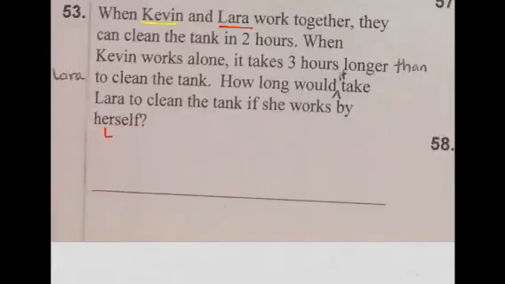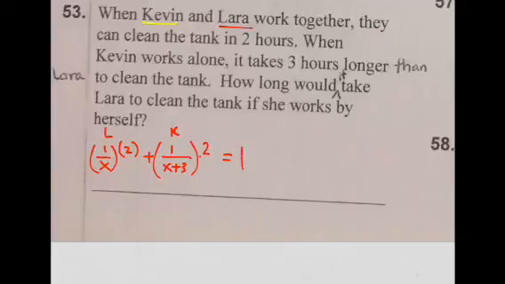So for Laura, and then the time, this is her rate, but together they clean it in 2 hours. For Kevin, it says that it takes him 3 hours longer than her, right? So it's going to be x plus 3 times 2 to finish the job. So I get 2 over x plus 2 over x plus 3 equals 1.